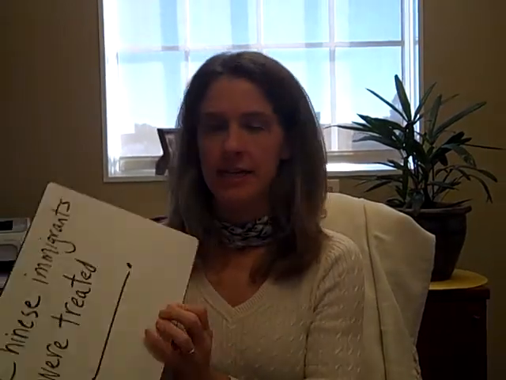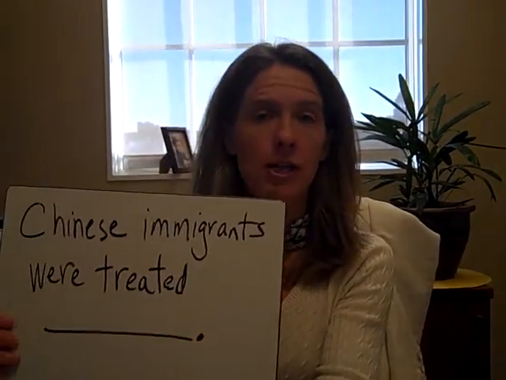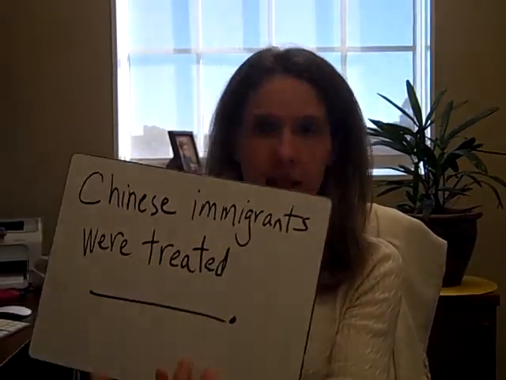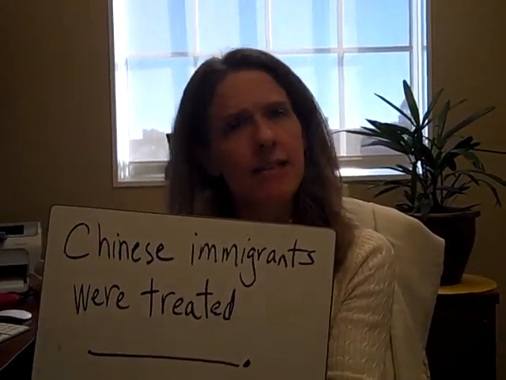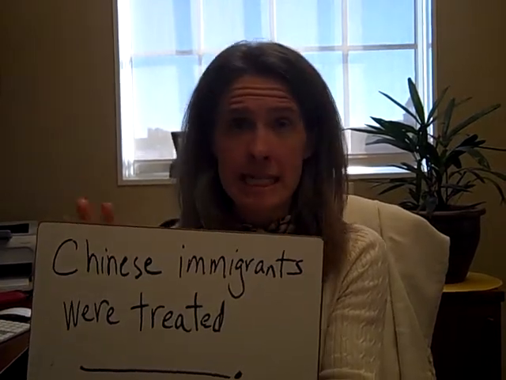So the very first way of doing that would simply be to state, Chinese immigrants were treated, and then you fill in the blank. That's the most straightforward way of doing it, and that's fine. You at least need that.